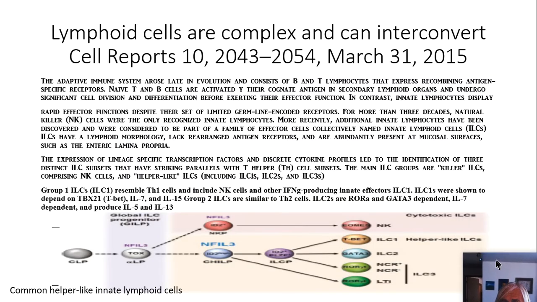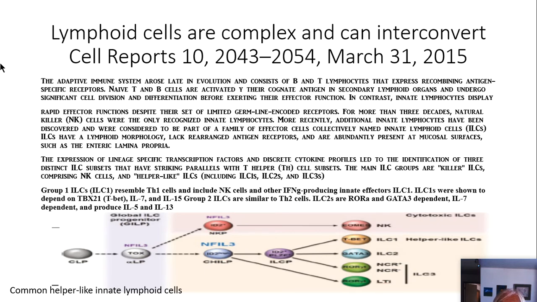So more about this. Lymphoid cells are complex and can interconvert. Here's a paper published on my birthday in 2015. All right. Now let's read this. I know it's a lot, but we're going to stop here. So the adaptive immune system probably arose late in evolution because we don't see it in invertebrates. And it consists of B and T lymphocytes that express recombining antigen-specific receptors. You have naive T and B cells, which we've just been looking at.